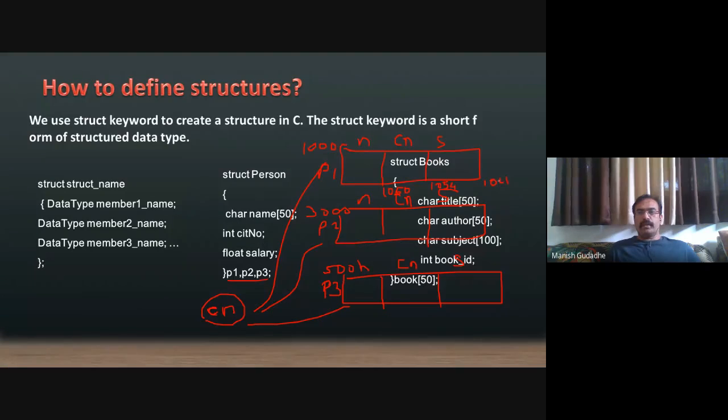The only thing we need to be clear about is that all these three will be in contiguous blocks. It's not that P1.N is stored somewhere else and P1.CN is stored somewhere else. No. That will be a single block, a 62-byte memory block addressed by P1. Okay, so is it okay? Whoever has asked the question.